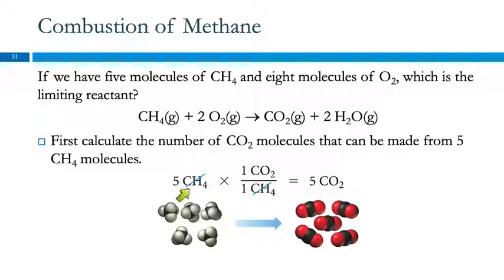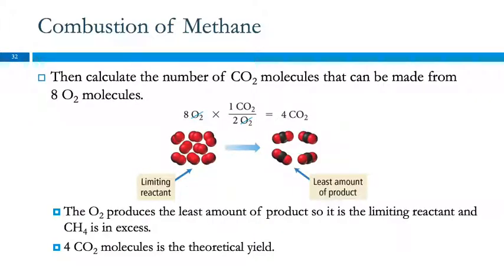So if I have 5 methane molecules, for every methane molecule, I get 1 CO2 molecule. Just like for every crust, I can make 1 pizza. And so if I was able to use all 5 of these methane molecules, I'd get 5 carbon dioxide molecules. Okay? And then we look at the other one.